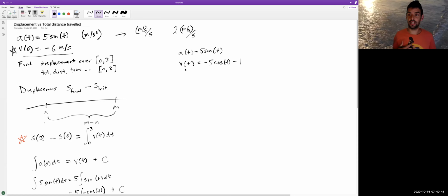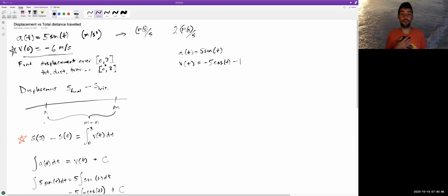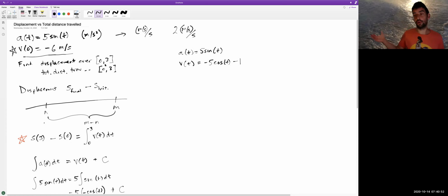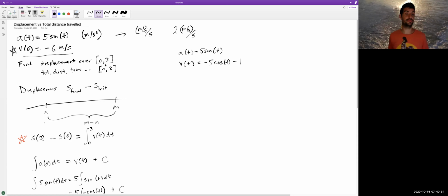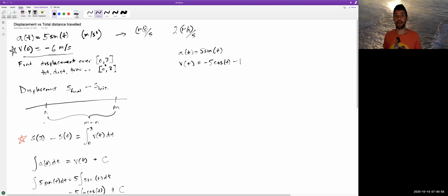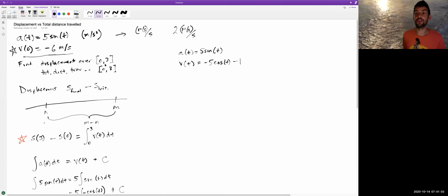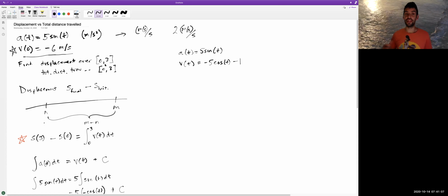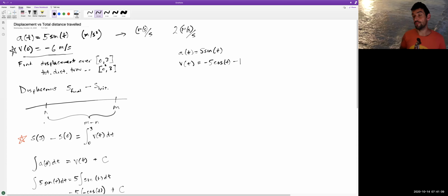A question we might ask ourselves is, over the interval 0 to 3, are we ever moving forwards? Right? That's if you're only ever moving in one direction. If I'm always moving forward, for instance, the displacement is also the total distance traveled. If I take 15 steps forward, I'll have traveled 15 steps and I'll be displaced by 15 steps. But if sometimes I move backwards and sometimes I move forwards, then the displacement and the total distance traveled won't match.